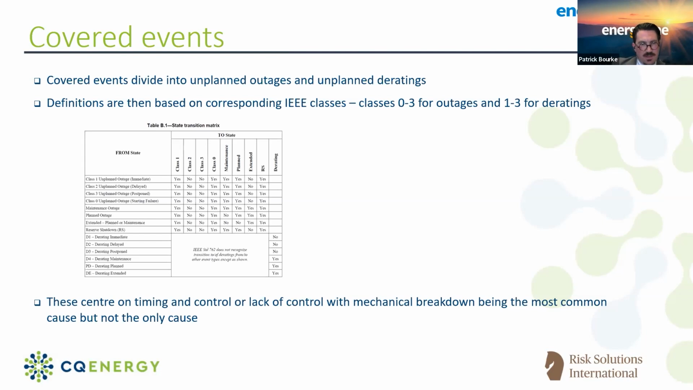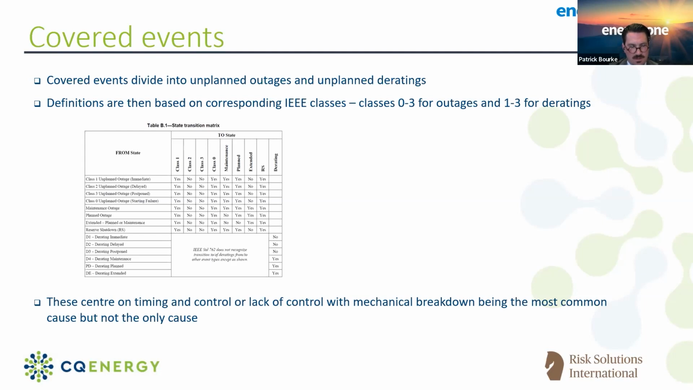And we've got a state transition matrix there. But in short, the IEEE provide the standard taxonomy for classifying and rating and reporting on power stations. That transition matrix shows transition from one state to the next, for instance, planned outage to unplanned outage.